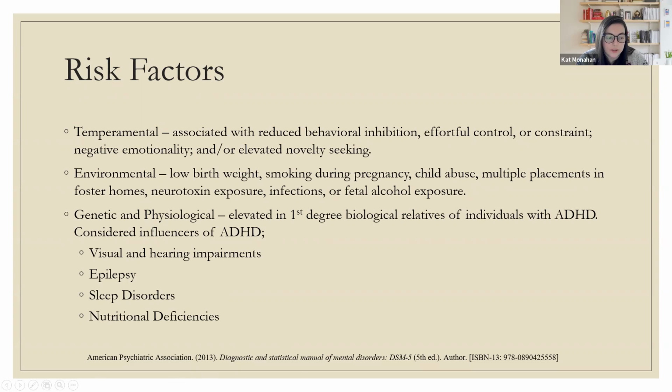Some genetic risk factors include being a first-degree biological relative of someone with ADHD. And the DSM-5 had considerations for things that may influence the development of this disorder, like visual and hearing impairment, epilepsy, sleep disorders, and nutritional deficiencies.